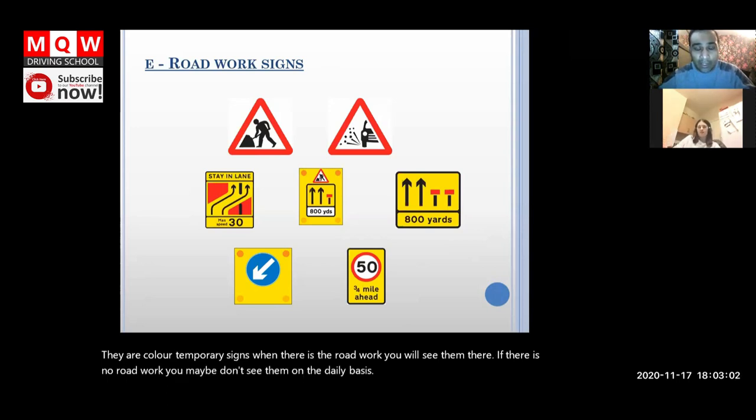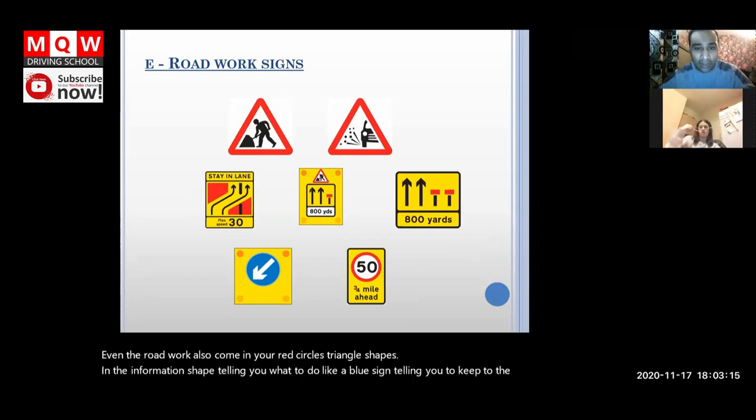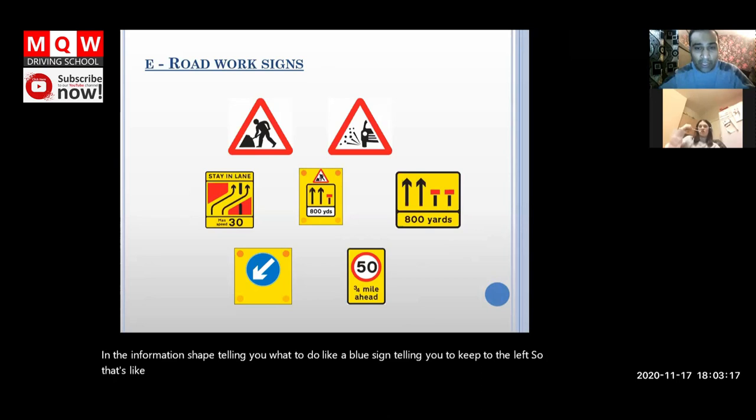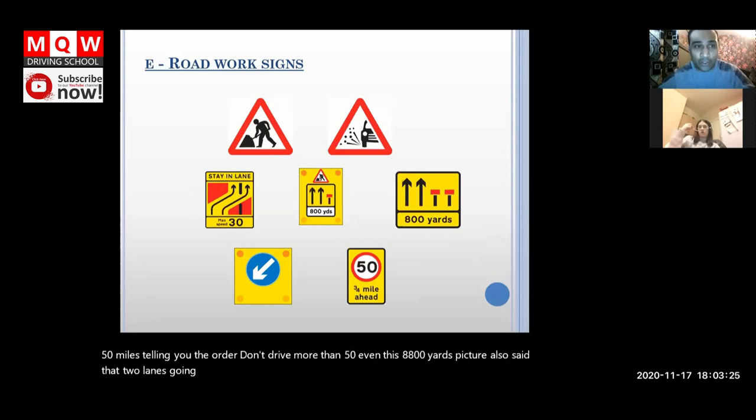Again, even the road work signs come in your red circles, triangle shapes, and information shapes telling you what to do, like a blue sign telling you to keep to the left. That's like an order. 50 miles telling you the order, don't drive more than 50. Even this 800 yards picture says that two lanes are going straight, but the right two lanes are a dead end. Don't drive in that lane. So it's making you informed.